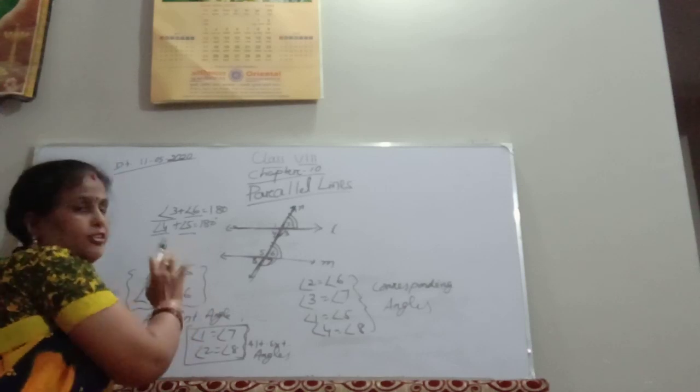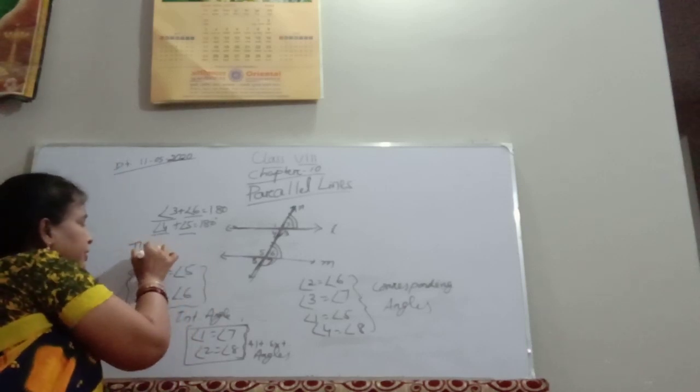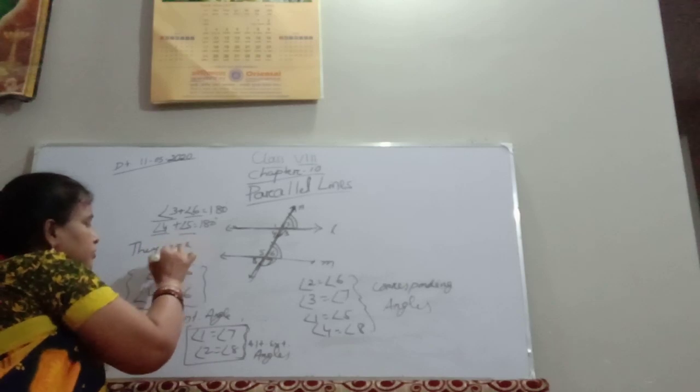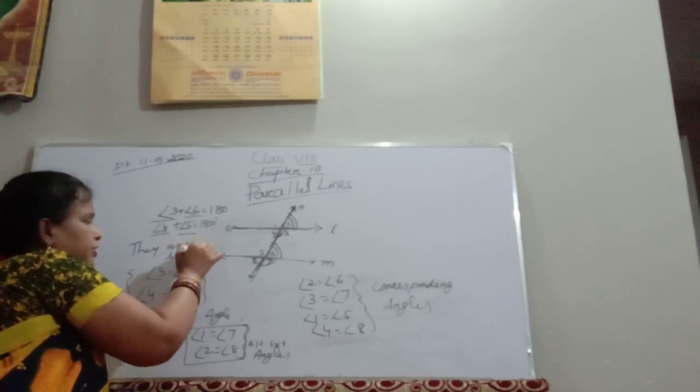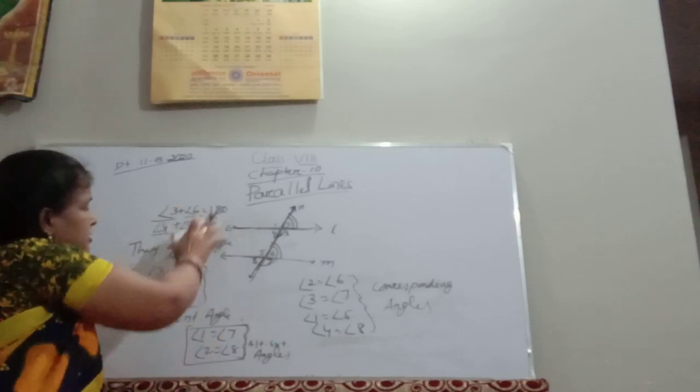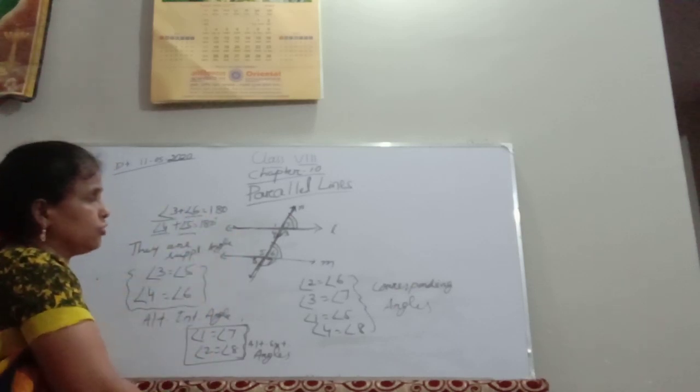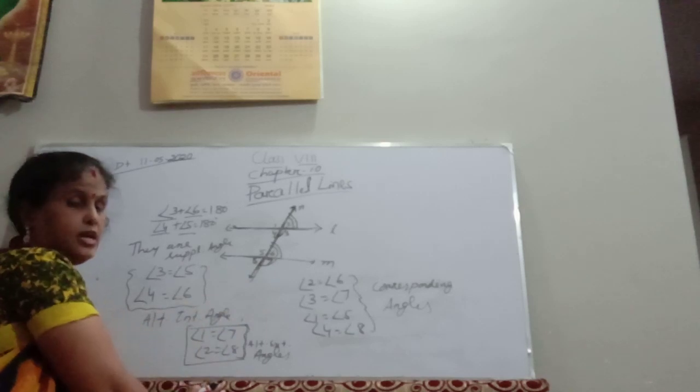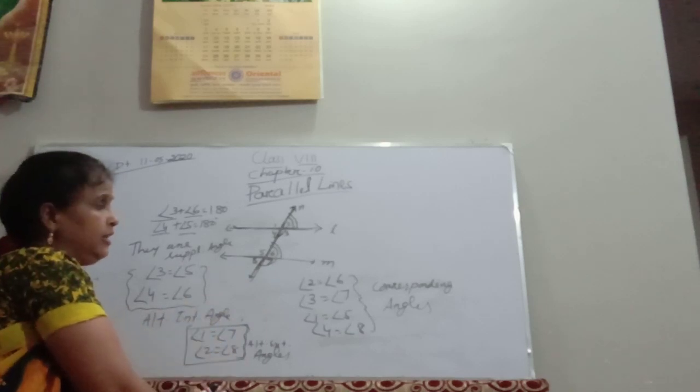So this is a very interesting thing. They are supplementary. I have written this in short form. You understand. So these four angles are known as the supplementary angles. So these are the three conditions you have to understand, and it is helpful to solve the sums.